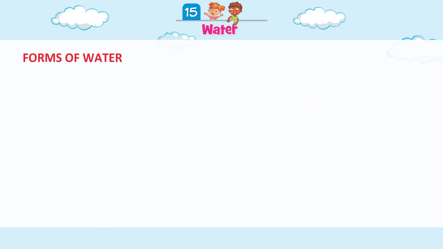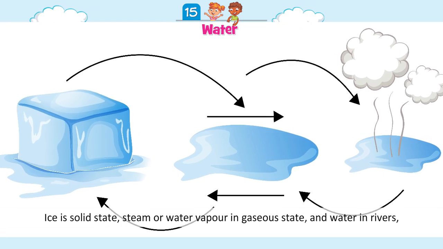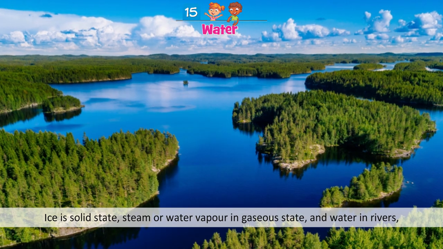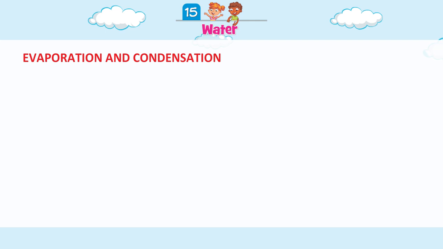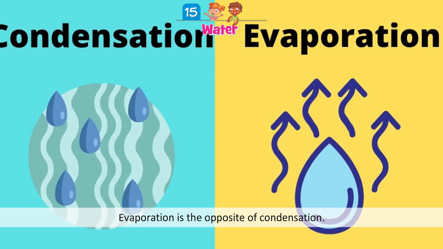Forms of water. Water is found in the form of solid, liquid, and gas. Ice is the solid state, steam or vapor is the gaseous state, and water in rivers, lakes, etc. is in liquid state. Evaporation and condensation. Evaporation is the opposite of condensation.